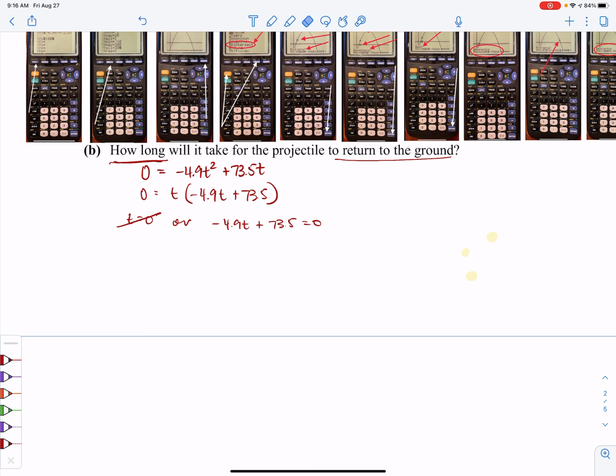So let's go ahead and solve our mini equation. We'll do this by adding 4.9t to both sides, and then we'll divide by 4.9 on both sides. And then just plug that number into the calculator, 73.5 divided by 4.9, and you'll get 15. And so the projectile is going to return to the ground after 15 seconds.